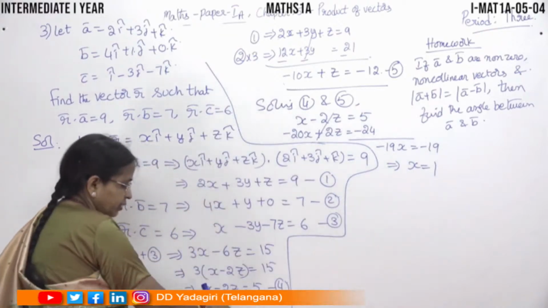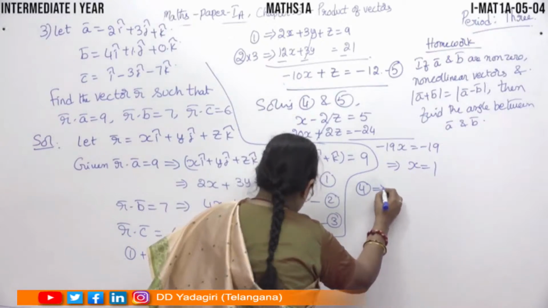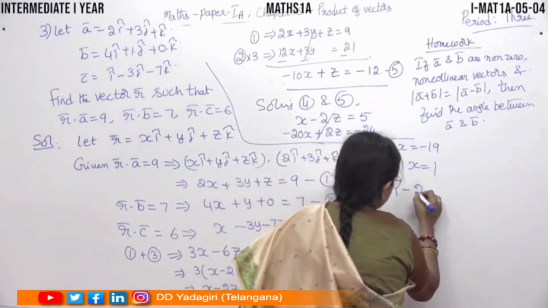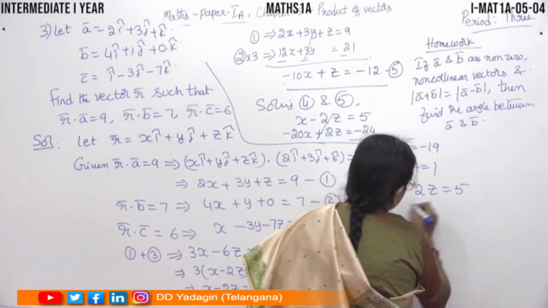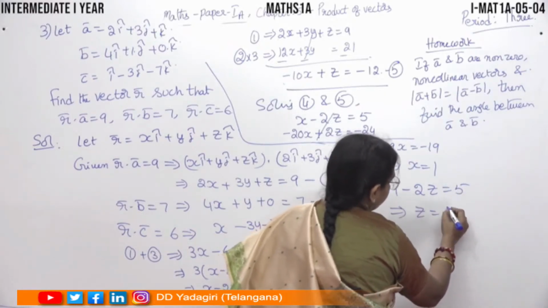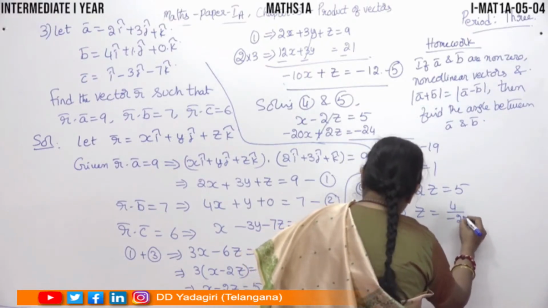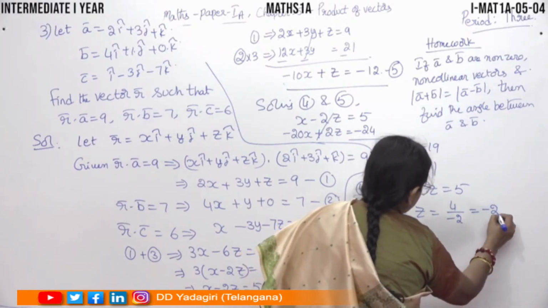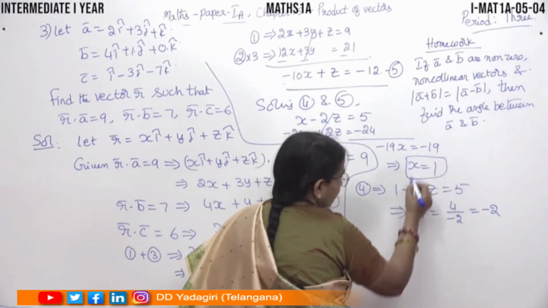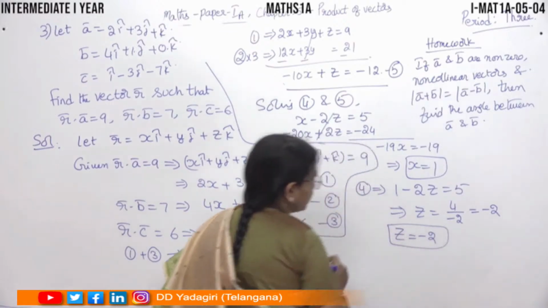When x is 1, from the fourth equation you will get 1 minus 2z is equal to 5. So minus 2z is 5 minus 1, which is 4, so z is equal to 4 by minus 2, that is minus 2. So x is equal to 1 and z is equal to minus 2.